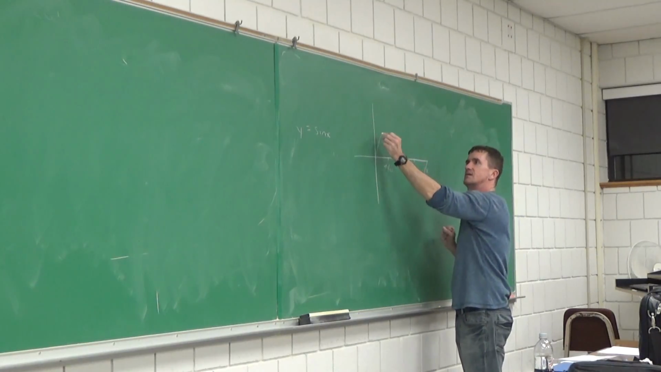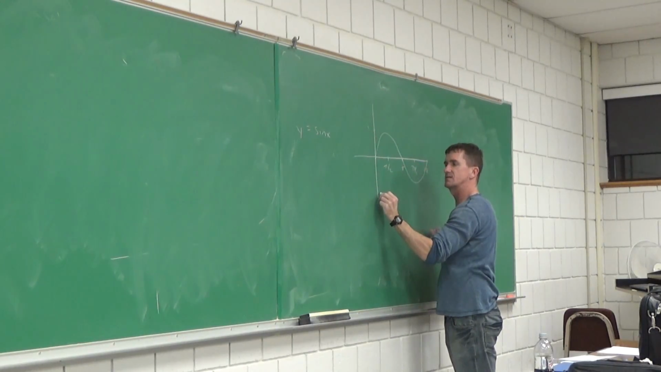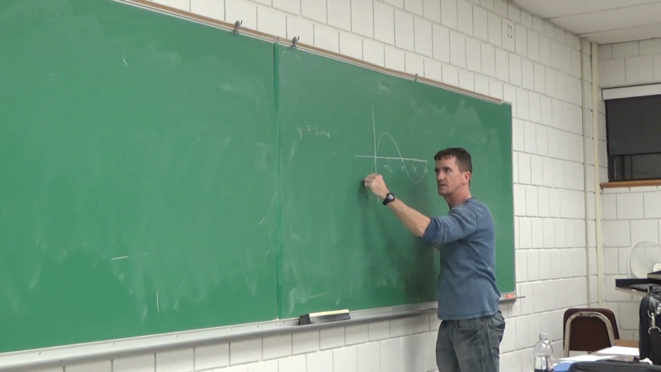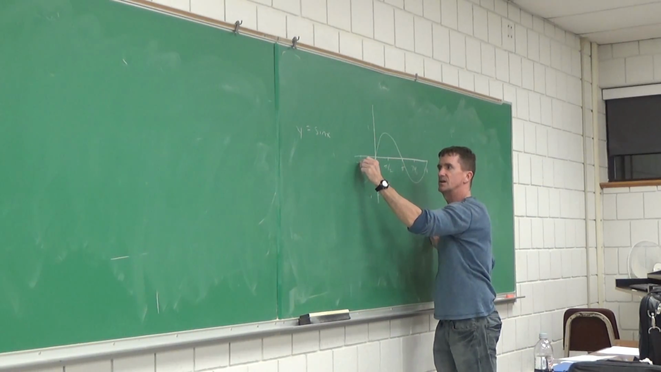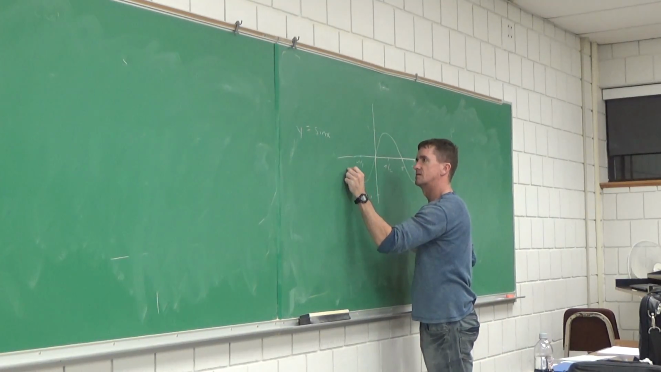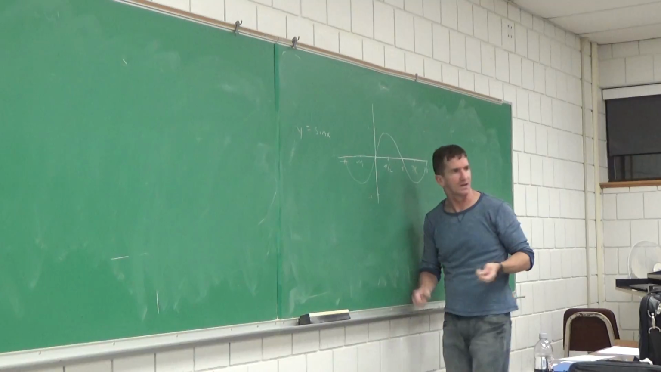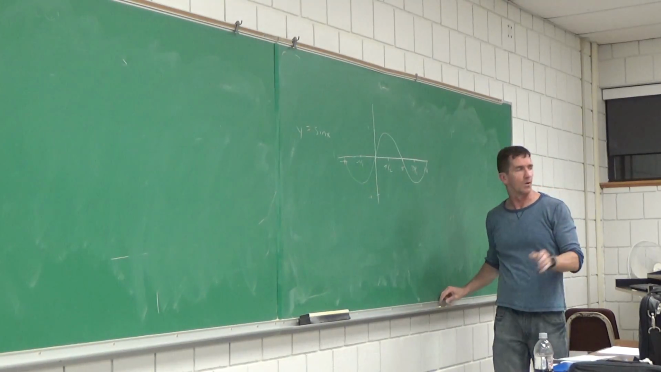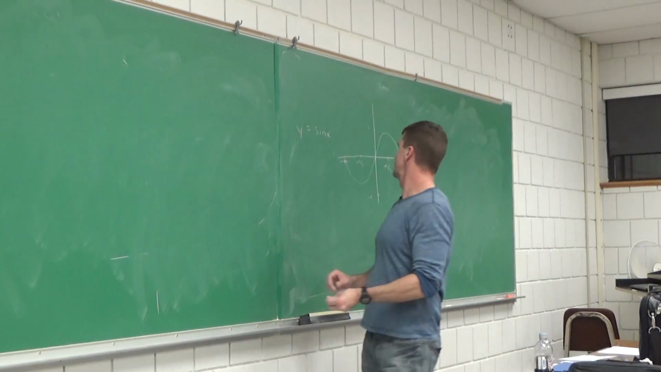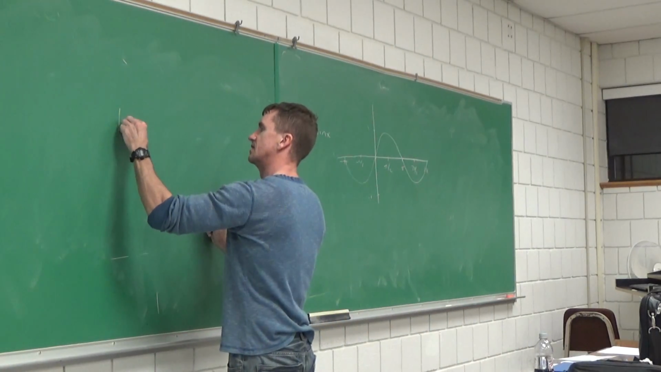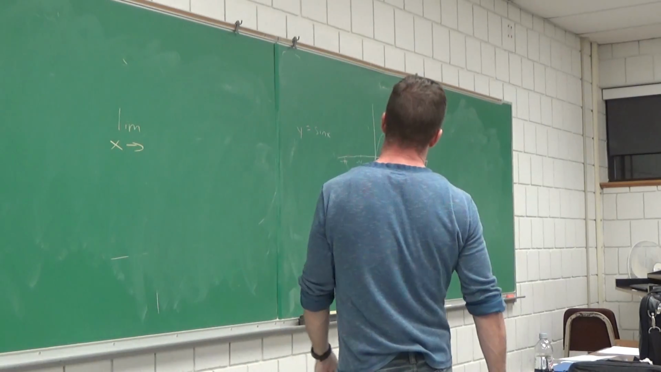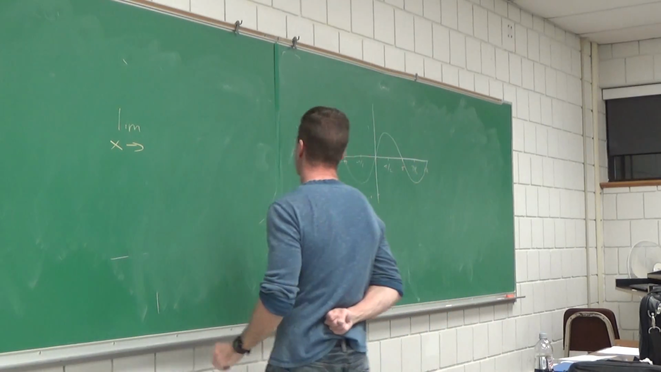How high did it get? 1. How low does it get? -1. What does it do on this side? It comes down here at negative pi over 2. What does it get to over here? Negative pi. Agree? That's far enough. I'm not asking about that. I want you to find this limit: x approaches pi.